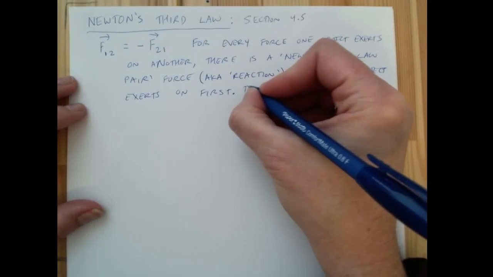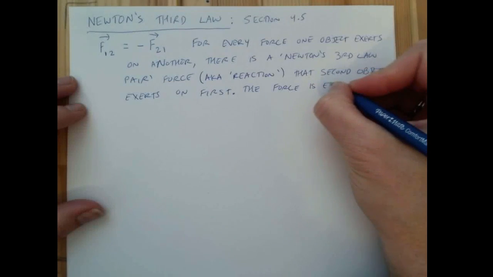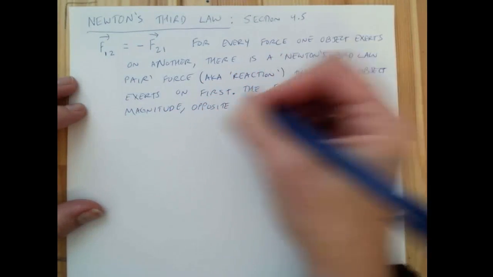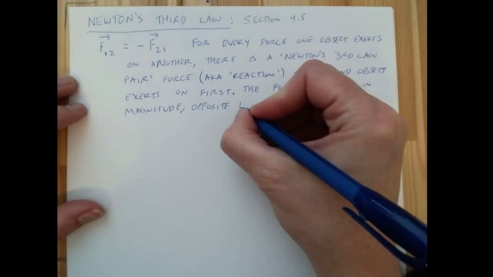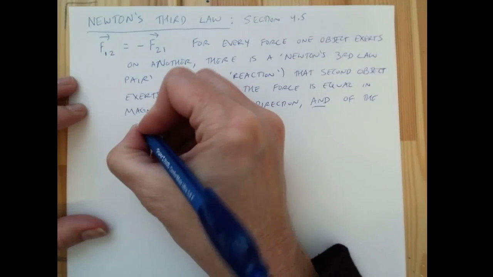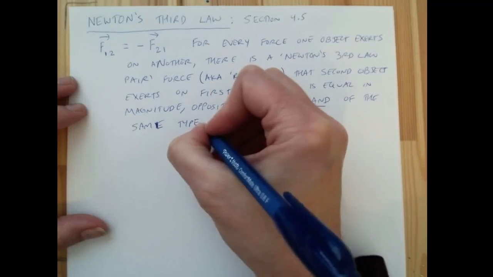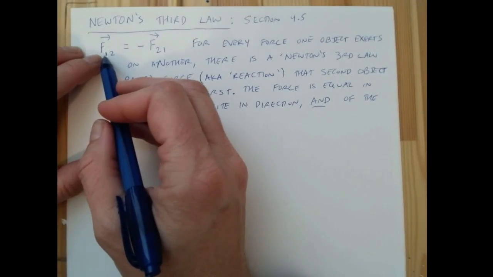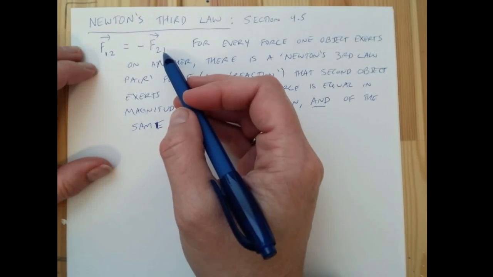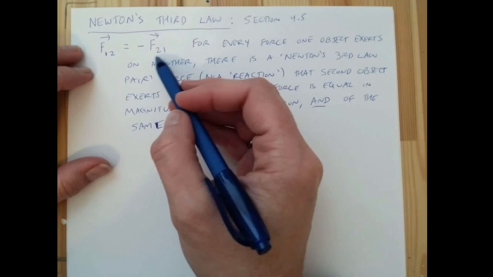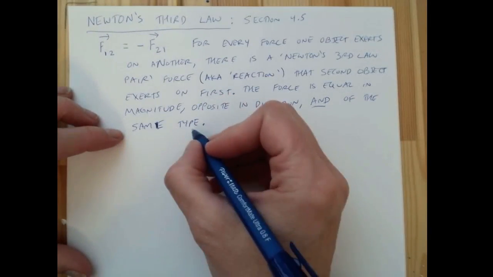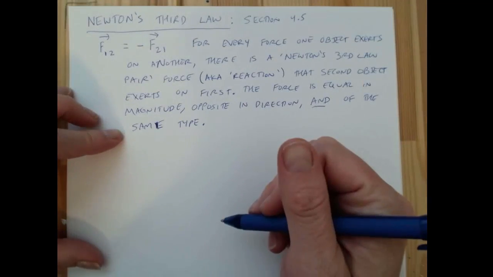Now, the Newton's third law pair force is equal in magnitude, opposite in direction. That's the equal and opposite part that you're probably familiar with in Newton's third law. And of the same type. So what I mean by that is that if the force that object 1 exerts on object 2 is, for example, a pushing force, then the force that object 2 exerts on 1 would also be a pushing force. If it's a friction force here, it would also be a friction force there. Force of gravity, etc. So having it be the same type can help you avoid common pitfalls that people fall into when talking about Newton's third law pairs.